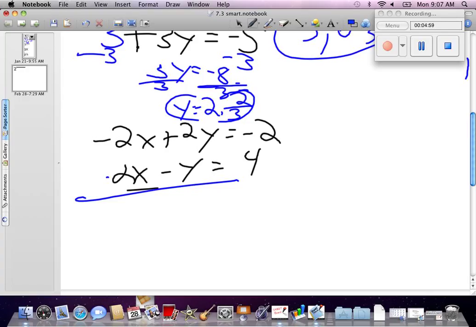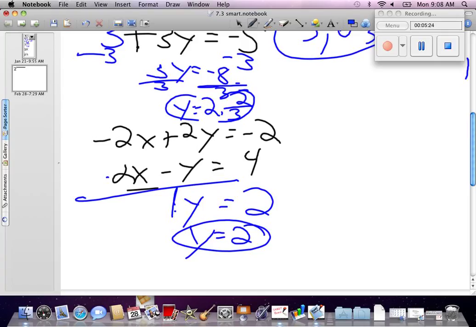Negative 2 plus 4 is, y is what? 1y. The other one's canceled. The x is canceled. Negative 2x plus 2x is 0. Please stop talking while I'm talking. Okay, so y equals 2.